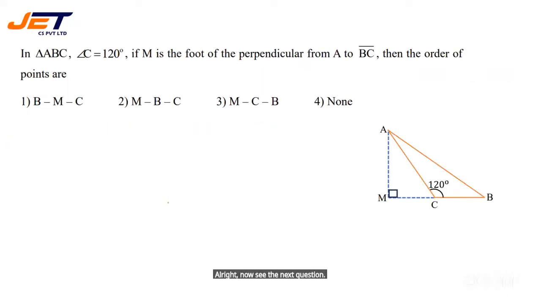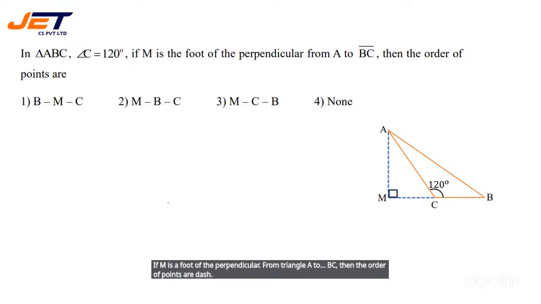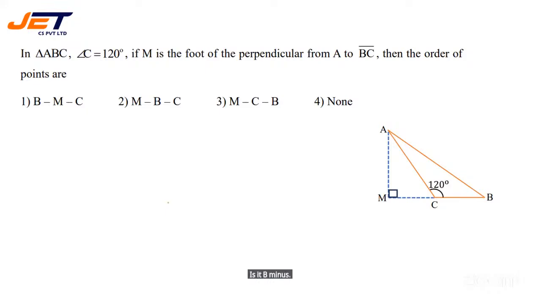In triangle ABC, angle C is 120 degree. If M is a foot of the perpendicular from A to BC, then the order of points are dash. Is it B minus M minus C? Or is it M minus B minus C? Or is it M minus C minus B? So you need to give the order of the points.